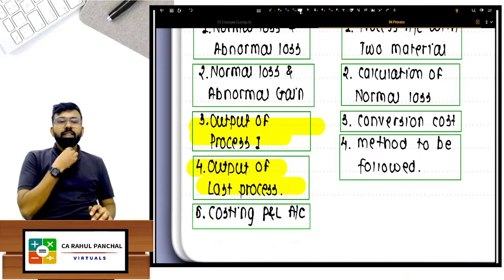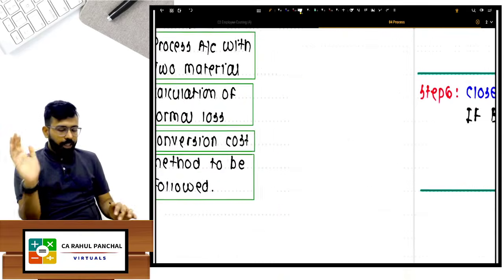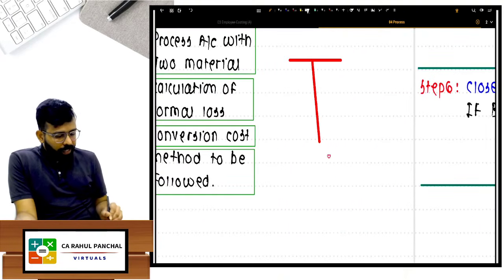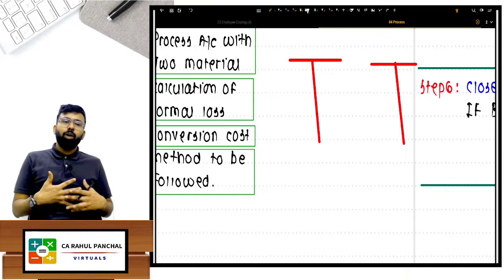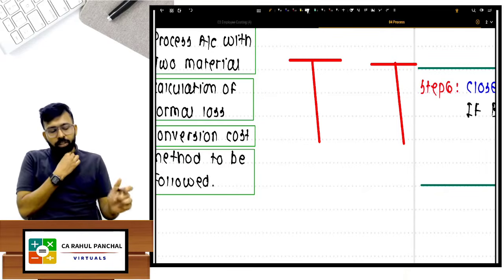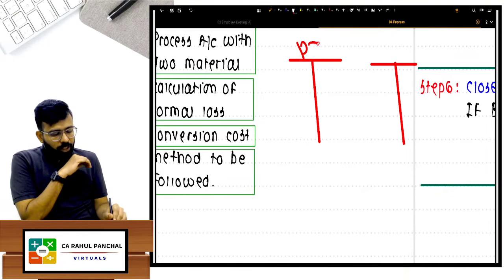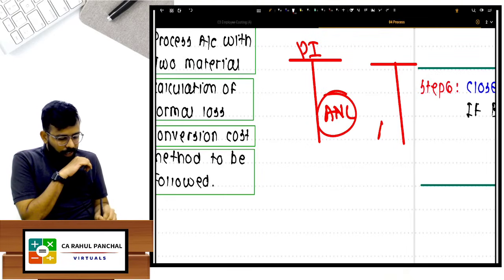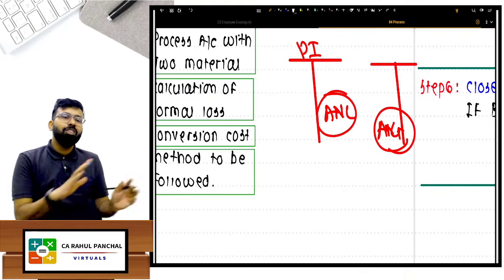Now let's understand what there can be a combination. देखो, when you make a business, either there is profit or there is a loss. Both cannot happen at the same time. Either there is a profit or there is a loss. So when you make a process account, either there will be abnormal loss which is appearing on this side, or there can be abnormal gain. Either of this will happen.